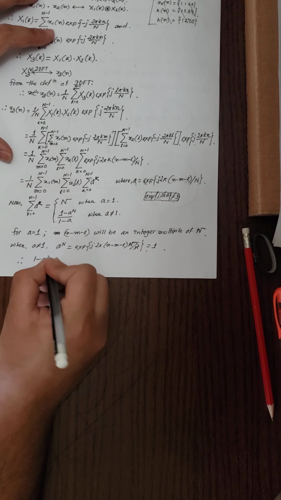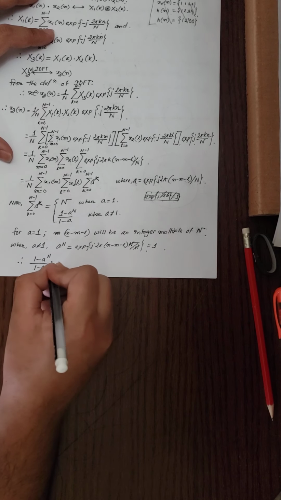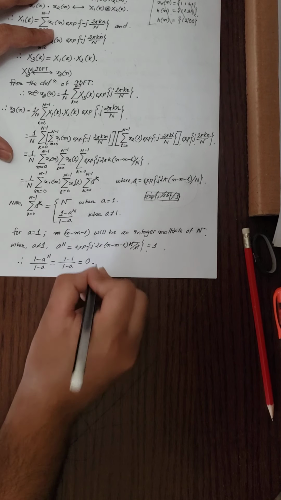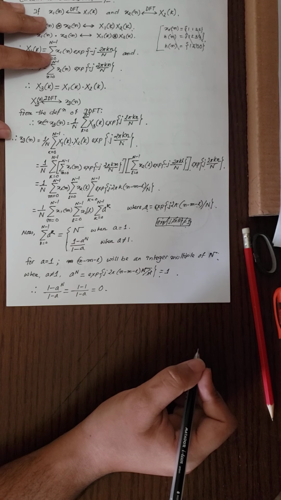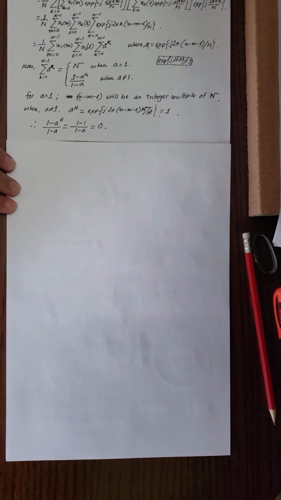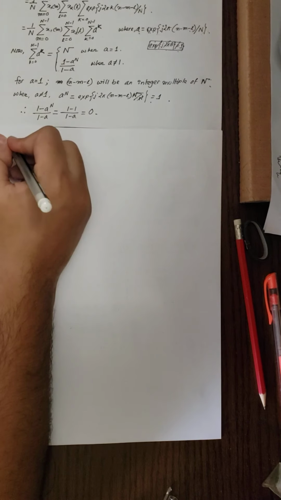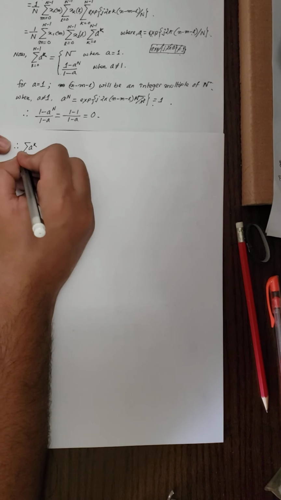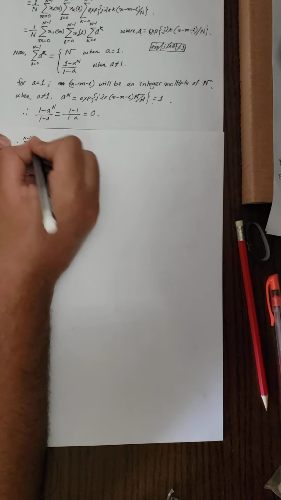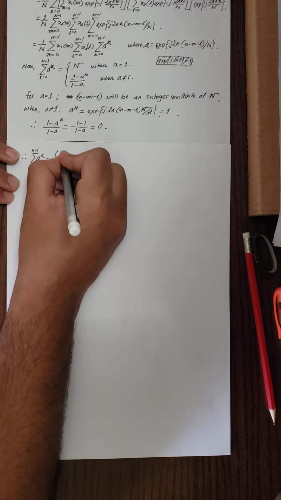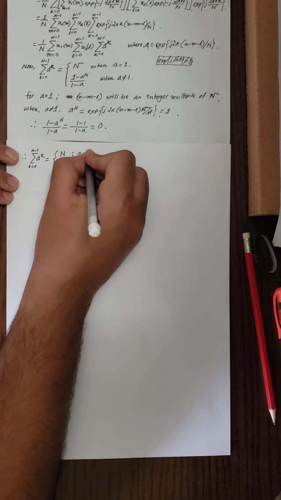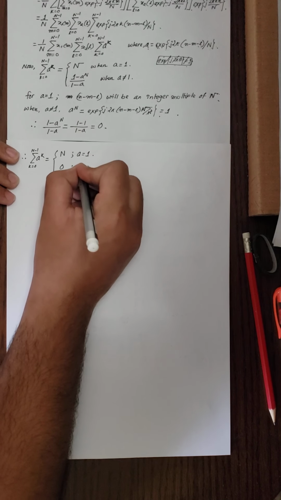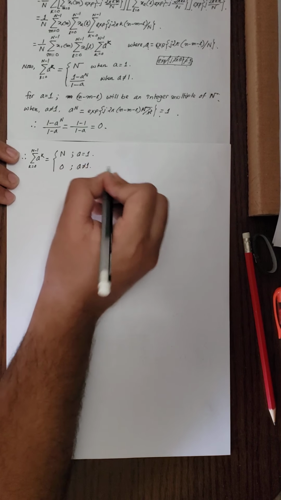So 1 minus a to the power N by 1 minus a will be equal to 1 minus 1 by 1 minus a, which is equal to 0. So what we get now is that summation of a to the power k, where k goes from 0 to N minus 1, is equal to N for a equal to 1, and 0 for a not equal to 1.